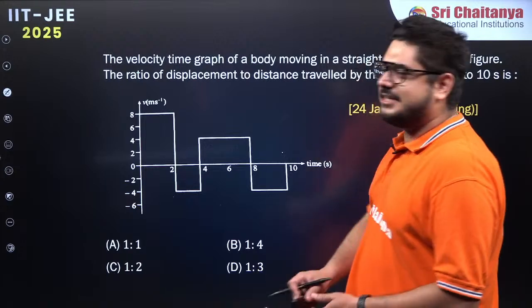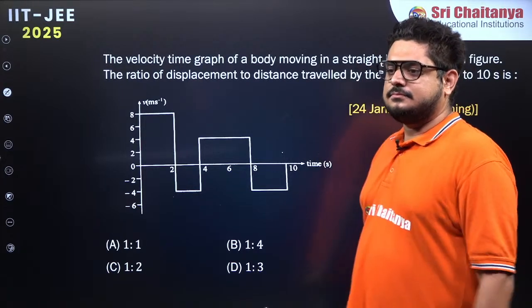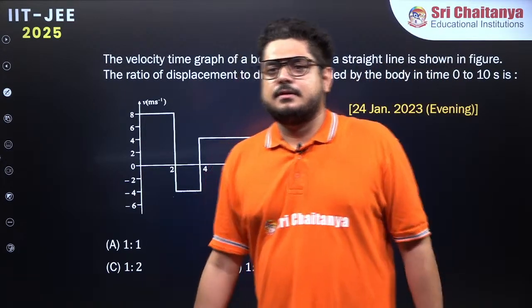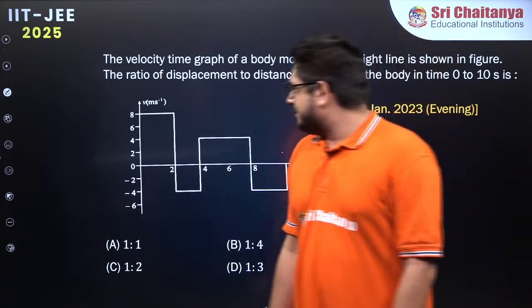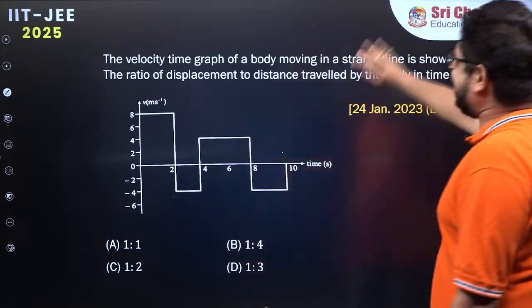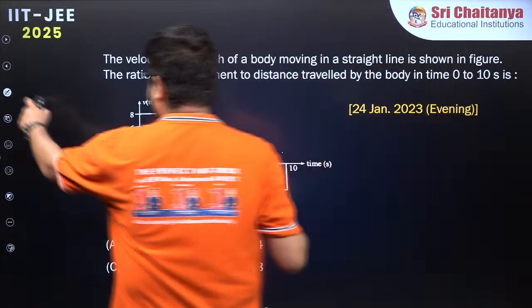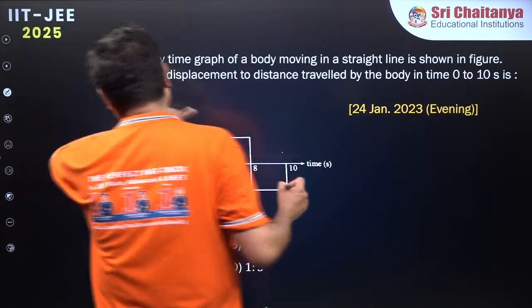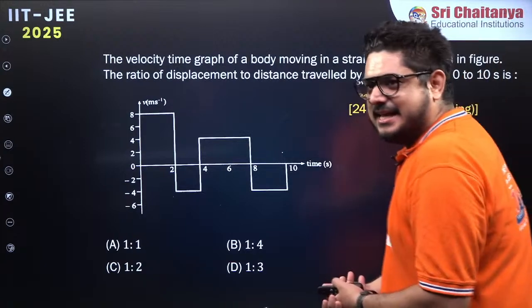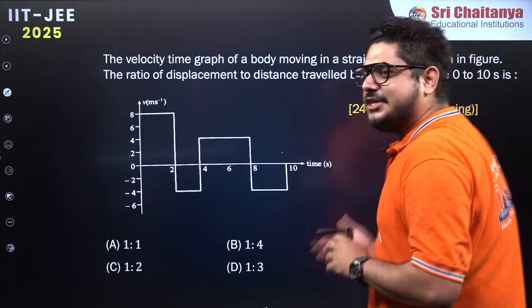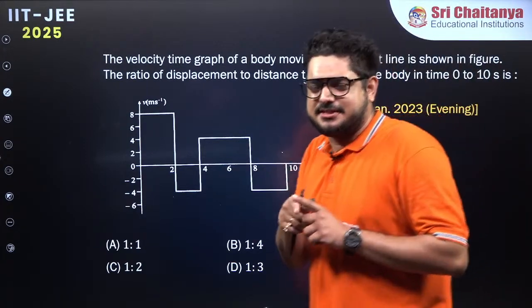Okay, yes, this question, everyone. Okay, so now can you calculate the ratio? Now read the question. Once again this problem, let's try to read the problem. The velocity time graph of a body moving in a straight line is shown in the figure. The ratio of displacement to that of distance is 0 to 2 seconds.